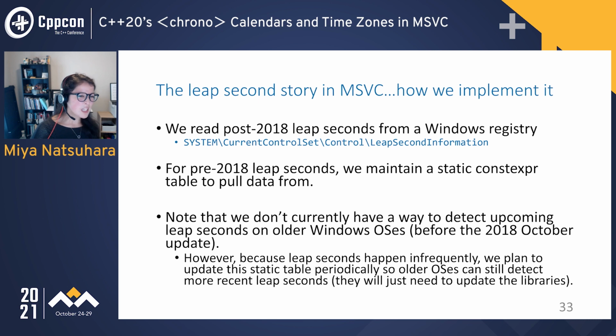Note, we don't currently have a way to detect upcoming leap seconds on older Windows OSs. Ideally, we'd love to implement this for all OSs, regardless of particular version, but we have technical limitations here. But because leap seconds happen pretty infrequently, we're going to keep our eye on it. When a new one comes up, we'll add it to that static constexpr table. So even older OSs will be able to detect that a more recent leap second has happened. They'll just need a library update to get that information. This is the best we can do right now, but we're keeping our eyes on it and we'll continue to think about whether we can do better.